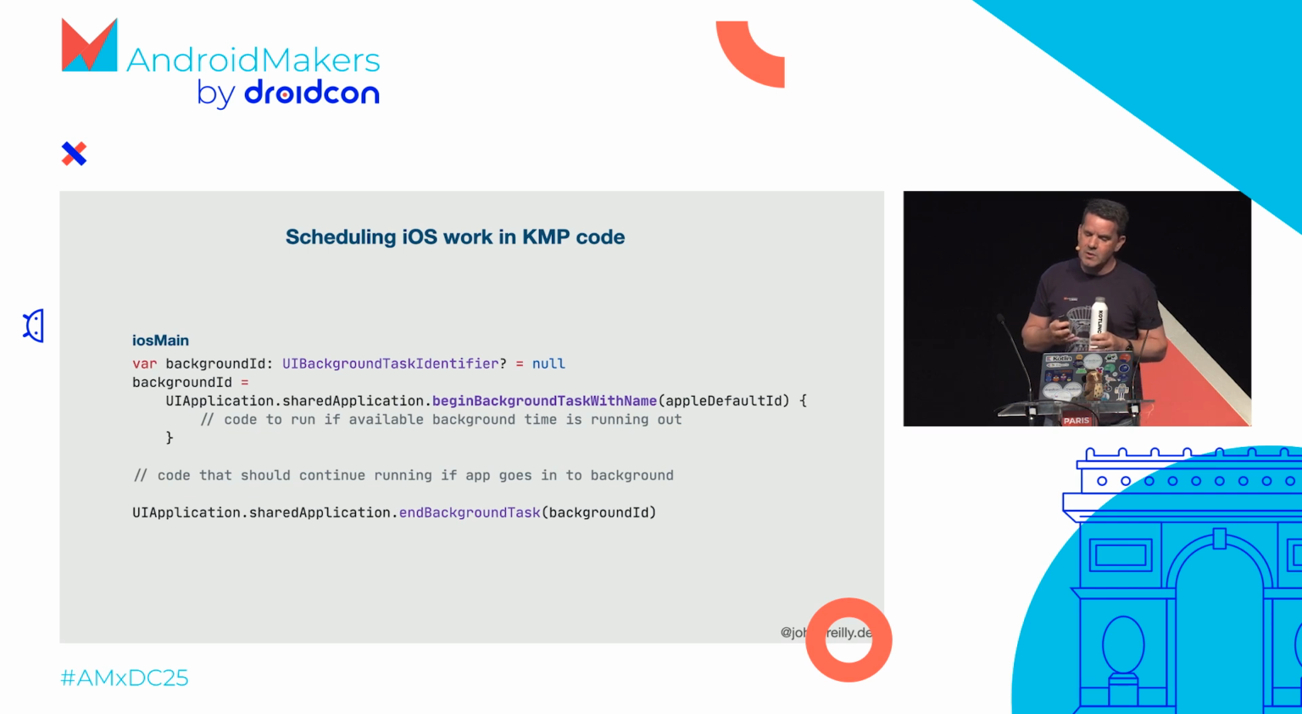Another useful API we can use in iOS main is begin background task with name. This allows us to mark the start of a task that should continue if the app enters the background. We also get notified if our remaining background time is running out, and can, for example, schedule a background task if that happens.